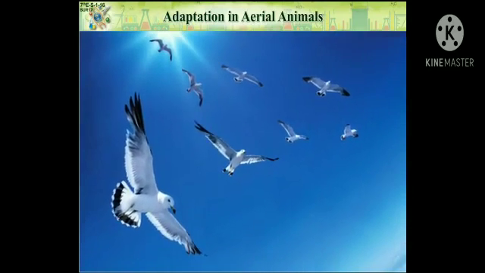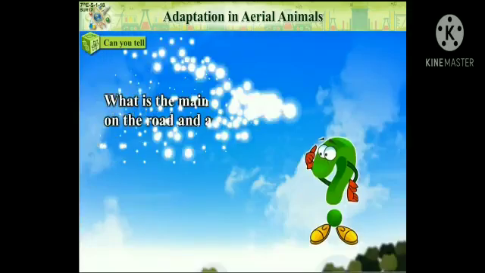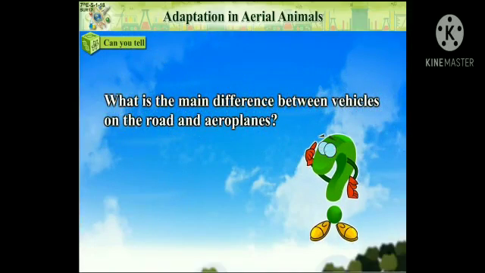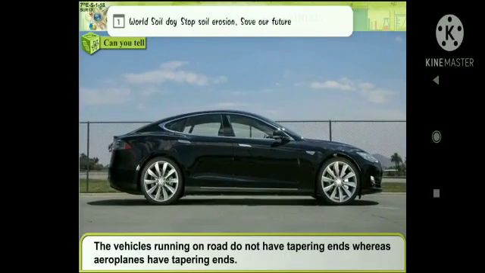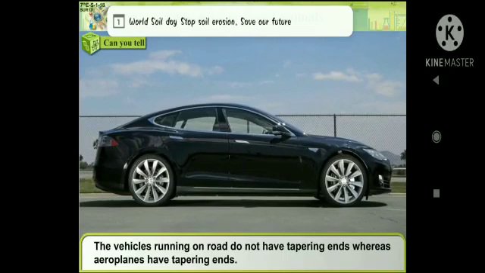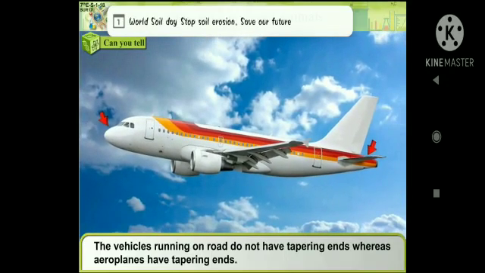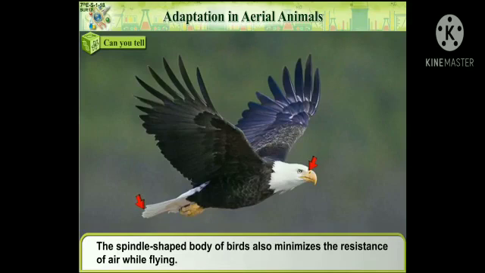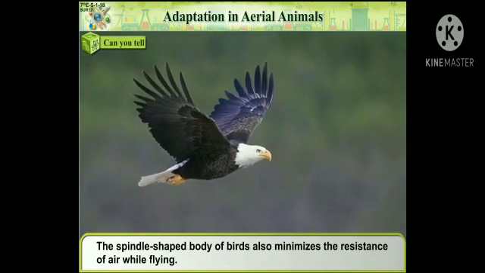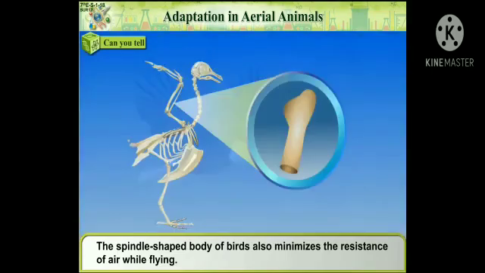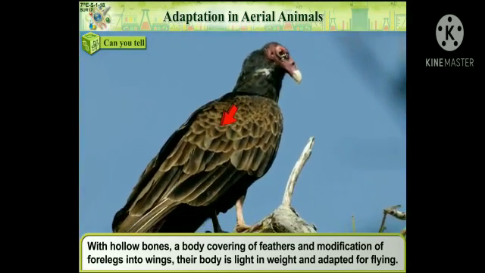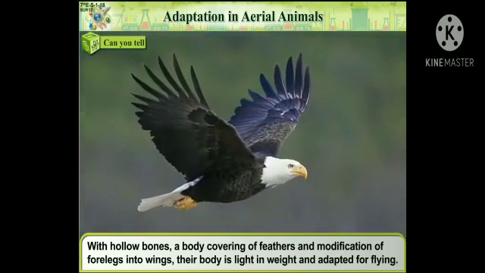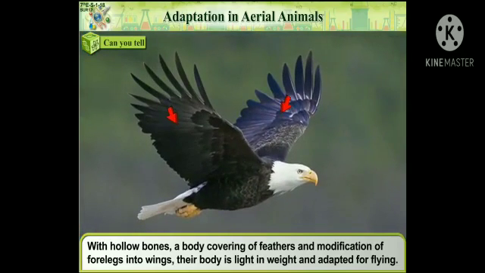Adaptation in aerial animals. Can you tell what is the main difference between vehicles on the road and aeroplanes? The vehicles running on road do not have tapering ends, whereas aeroplanes have tapering ends. The spindle-shaped body of the birds also minimizes the resistance of air while flying. With hollow bones, a body covering of feathers and modification of forelimbs into wings, their body is light in weight and adapted for flying.